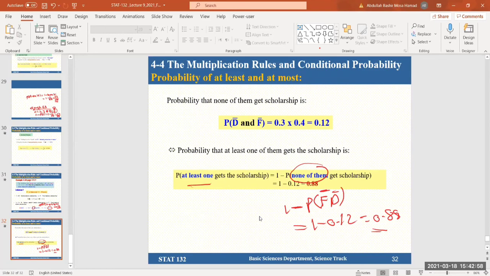Now we finish the class. We still have 8 minutes. We go to attendance.